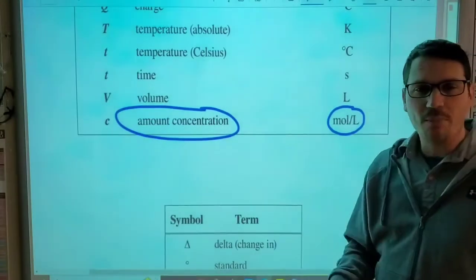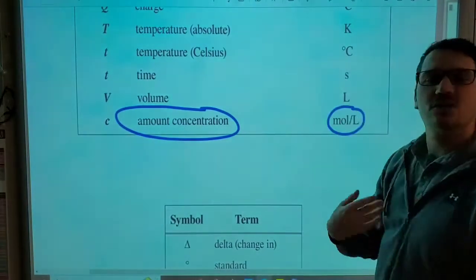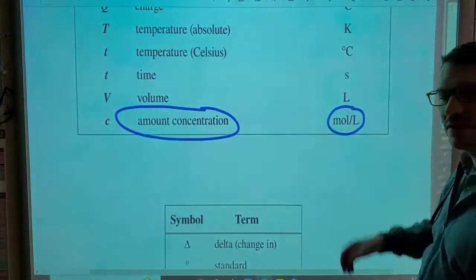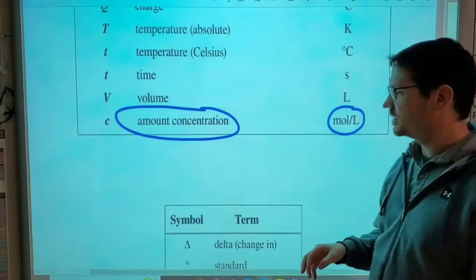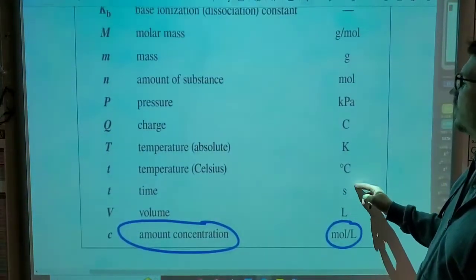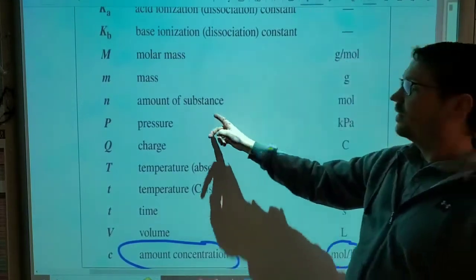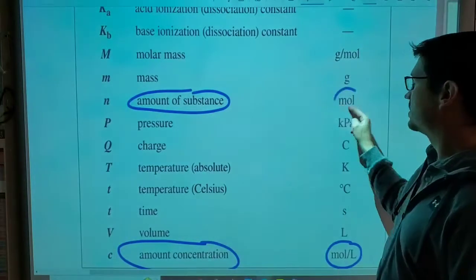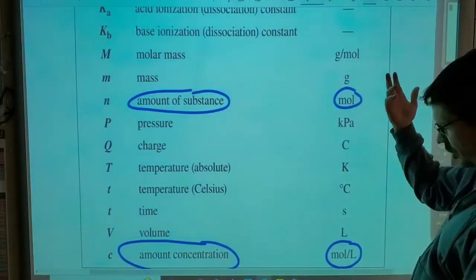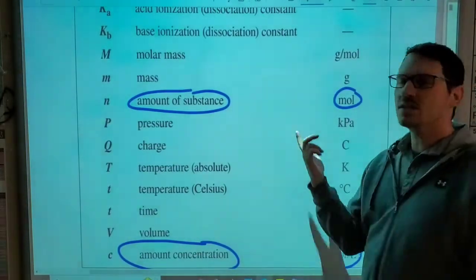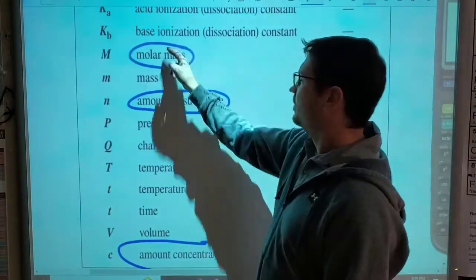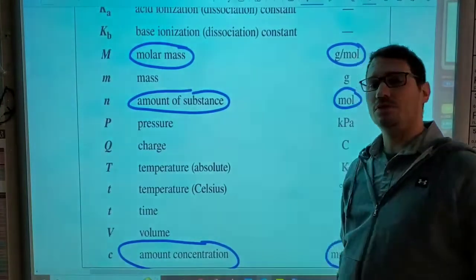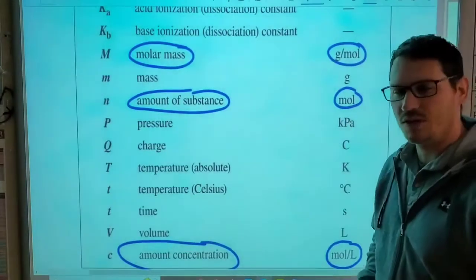And then we're going to go up a little bit and find something else that has moles in it. So scroll up in your data booklet. Of course, the amount of a substance, the chemical amount, is the moles of a substance. But then we see the molar mass. The molar mass is measured in grams per mole. So grams on top, moles on the bottom.